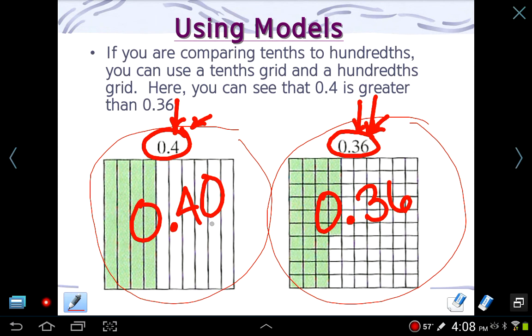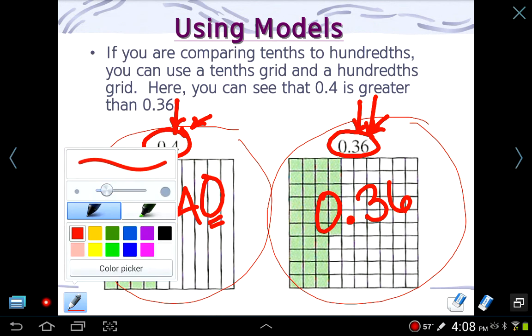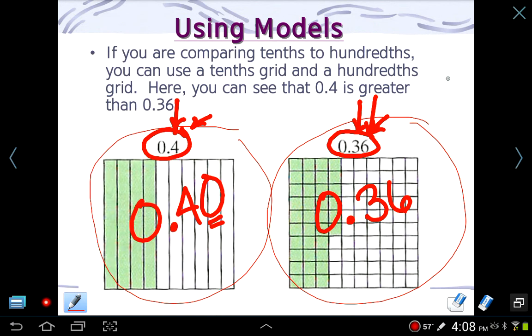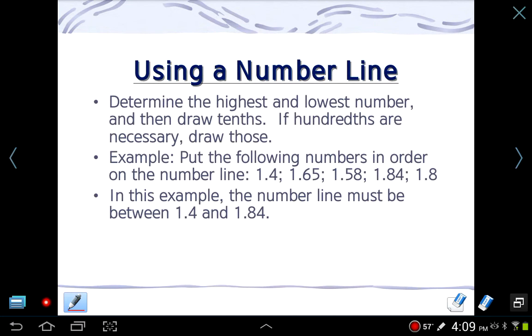Now remember what I said, the zeros afterwards can stay there. You don't need to get rid of them. You can add zeros onto decimals as much as you like. Okay, one way to do this.